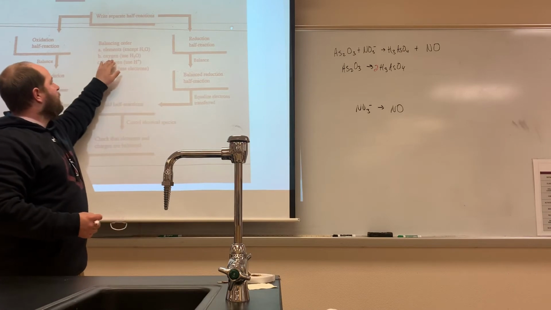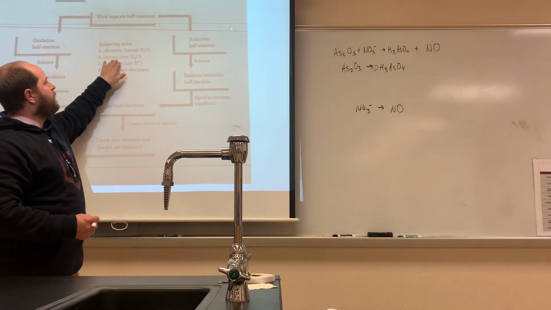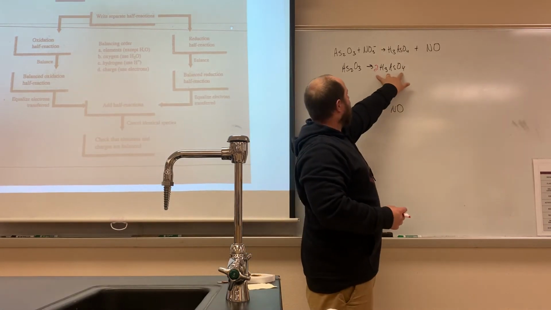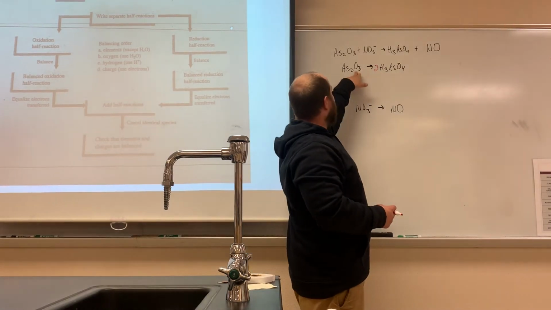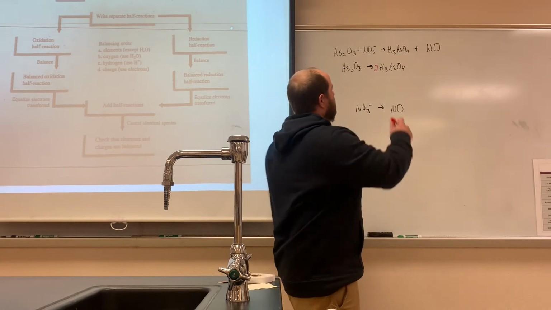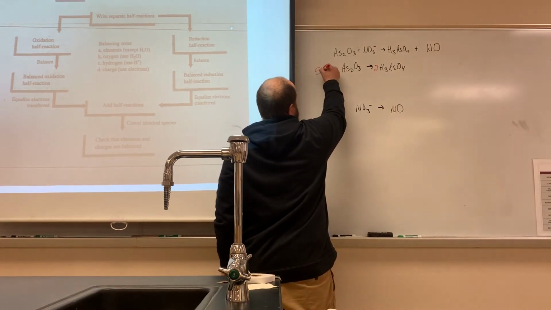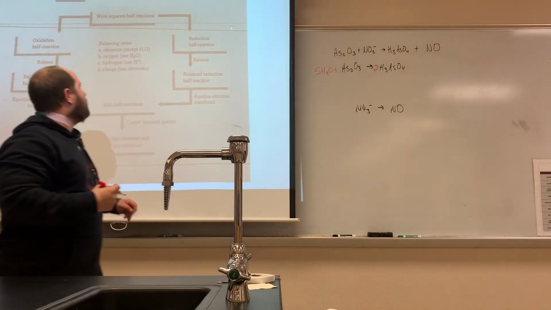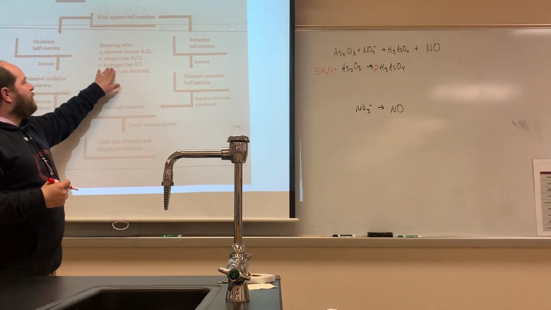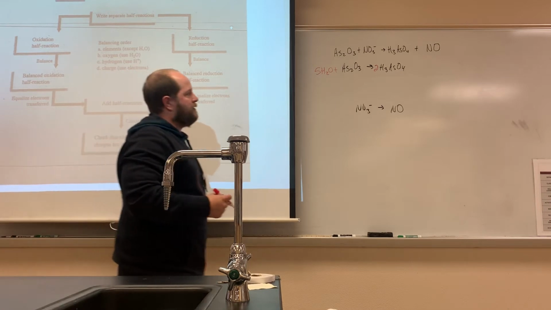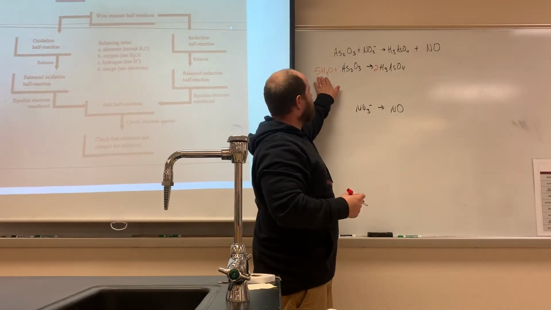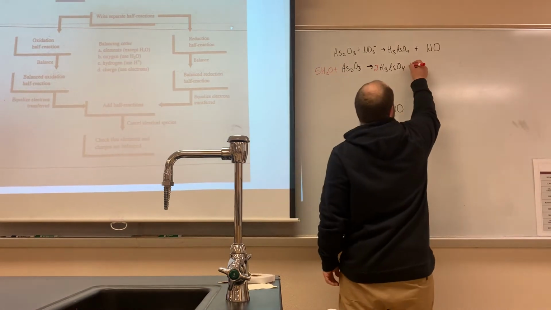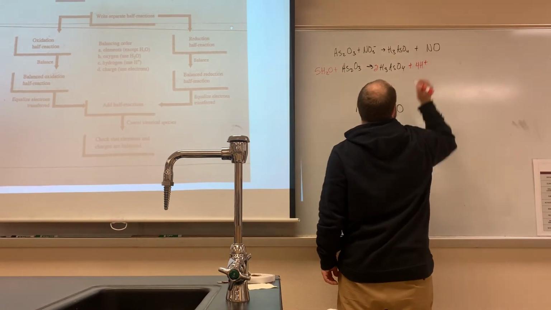The next one says balance oxygens, and we're going to do that using waters. Okay, so I got 8 oxygens here. Over here I have 3, so I need to add 5 H2Os to this side. Now the oxygens are balanced. Okay, the next step, balance hydrogens using H pluses. Okay, so I got 10 hydrogens here. I got 6 hydrogens here. So I need to add 4 H pluses to this side.